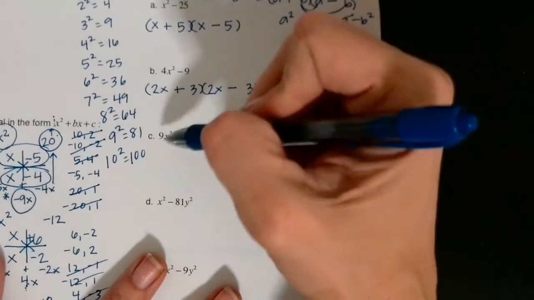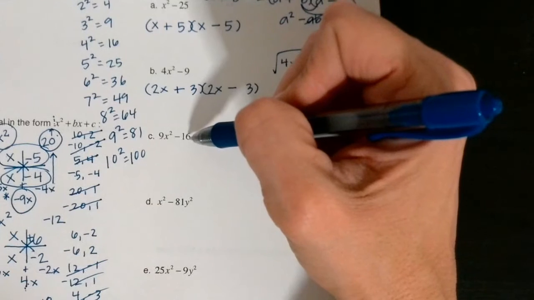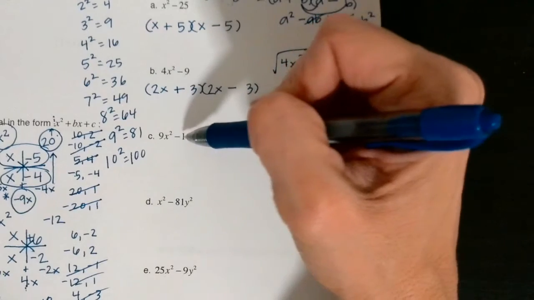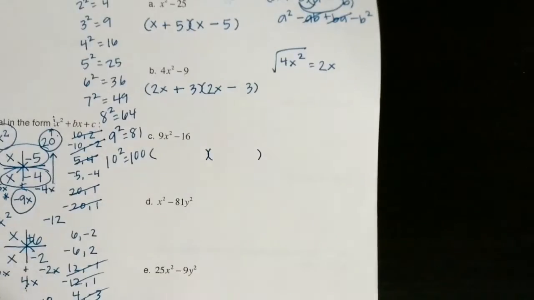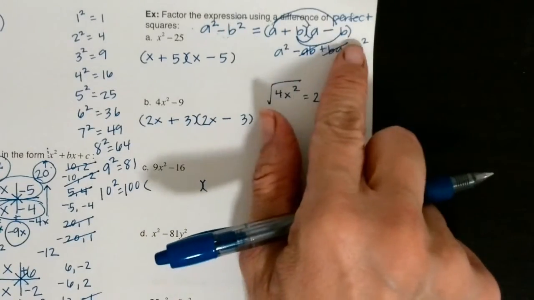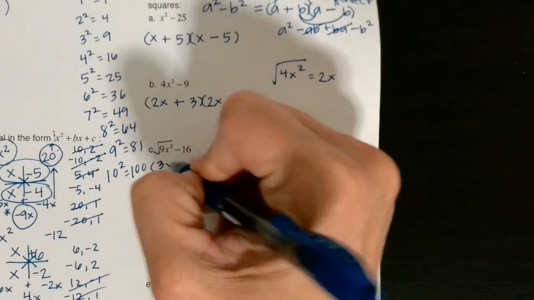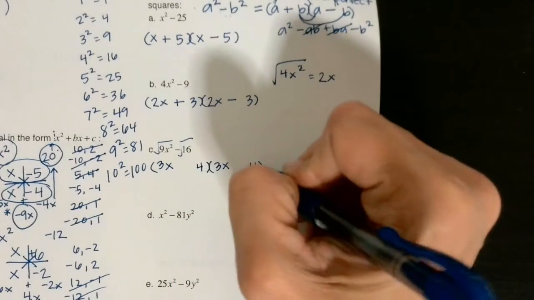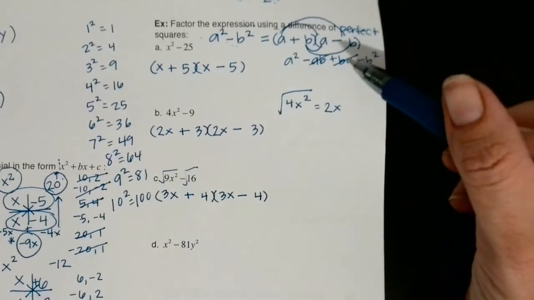Moving on to the next one, I have 9x squared minus 16. It doesn't have 3 terms, so I'm not going to t-chart. And there's no GCF, so 9x squared and 16 don't have any common factors. So I'm going to do my a squared minus b squared equals a plus b times a minus b. Square root of 9x squared is 3x, so the first term is 3x. Square root of 16 is 4, and I need to put a plus and a minus in between them. So when I FOIL it out, that middle term will always cancel, just like we did there.